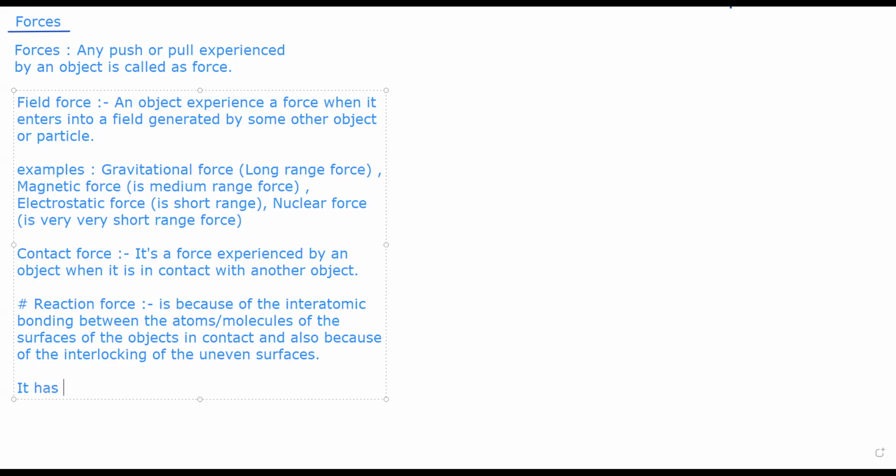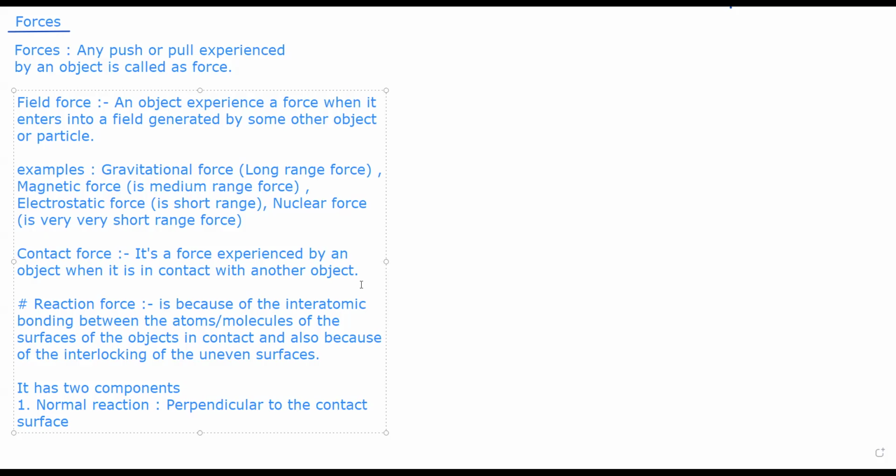It has two components. First one is normal reaction. This is perpendicular to the contact surface. Second is friction. This is parallel to the contact surface. अभी देखेंगे, सब समझ में आएगा. डोंट वरी.